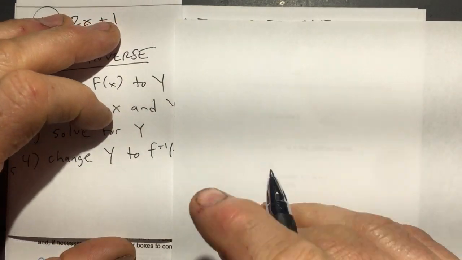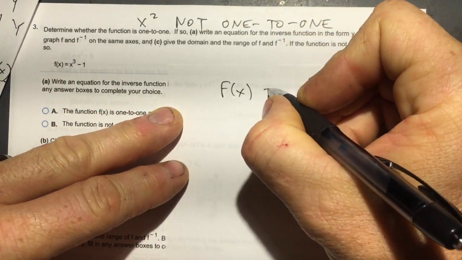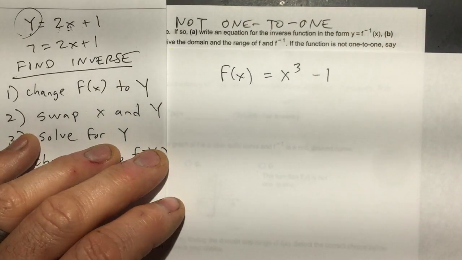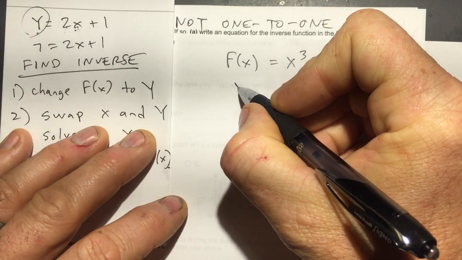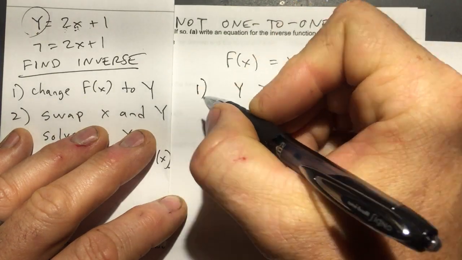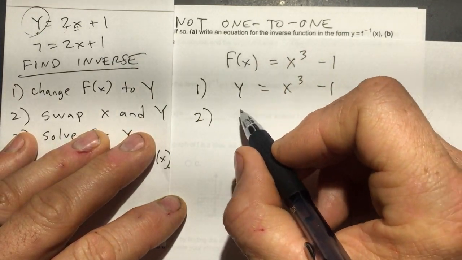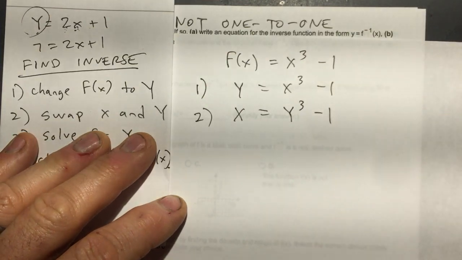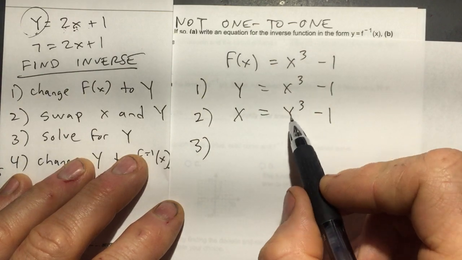And so we're going to do this problem here. Now the problem was f of x equals x to the third minus 1. So first thing we do is we change f of x to y. So we're going to change this to y. That's step 1. All right, now step 2, we're going to swap the x and y. So now y becomes x and x becomes y. And now I have step 3. I have to solve for y.